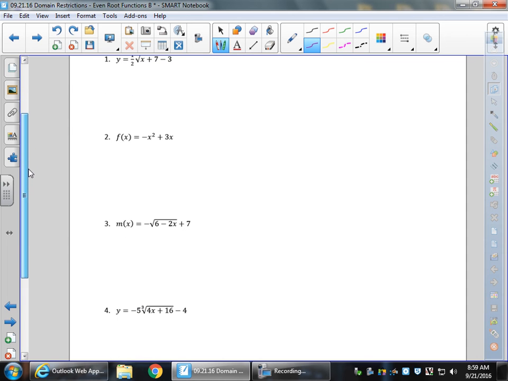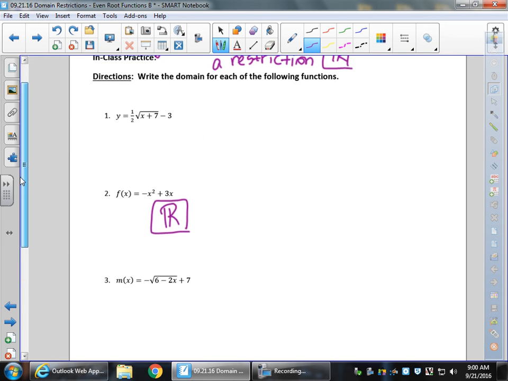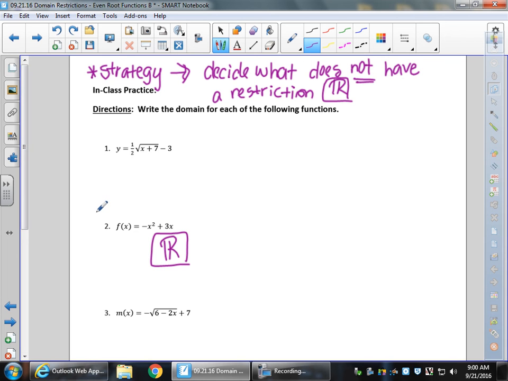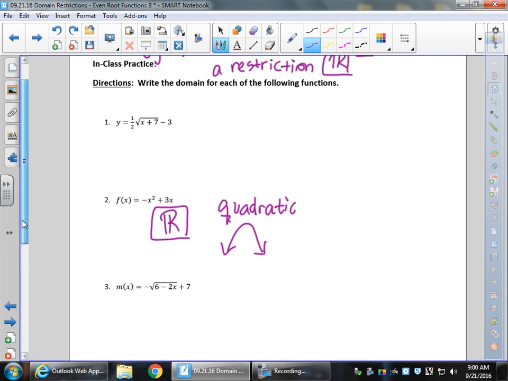Number 2, all real numbers. What kind of function is this? Not linear. Look at the warm-up. I've got an exponent of a 2. What's that called? Quadratic. Quadratics. And from last year, do I have a positive a value or a negative a value? Meaning it opens... So this one's a quadratic. Definitely no restrictions. Okay. There's more on this sheet that have no restriction.